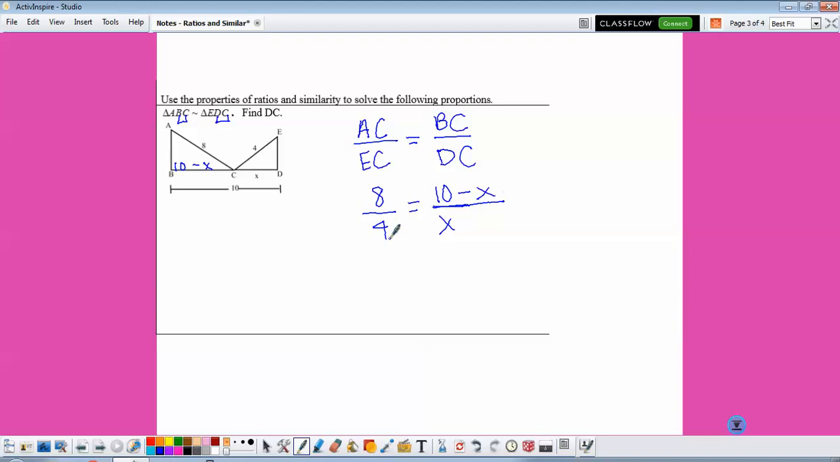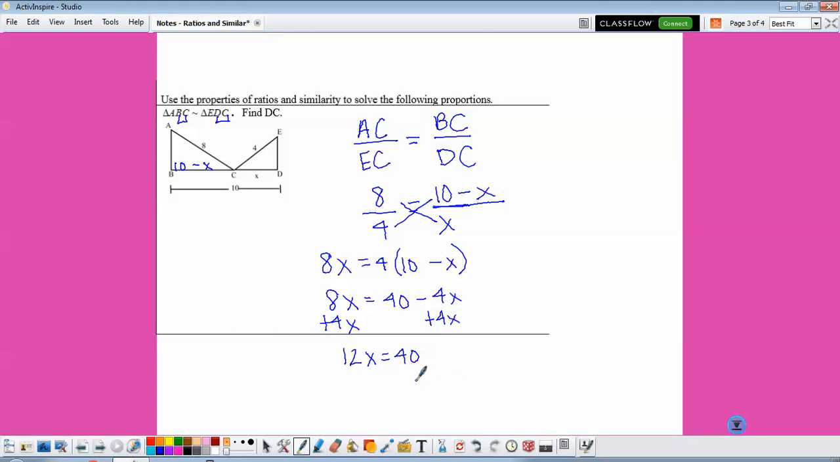Now, since we have a ratio, we're going to cross multiply. 8 times X is 8X, and then we're going to have 4 times 10 minus X. We're going to distribute. Add 4X to both sides. We get that 12X equals 40. Divide both sides by 12. And we get that X equals 10 over 3.